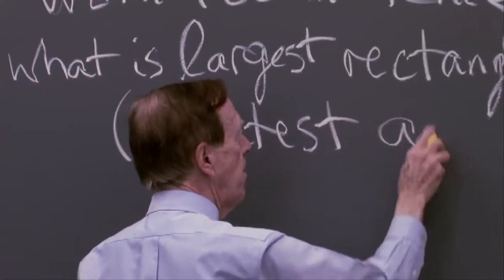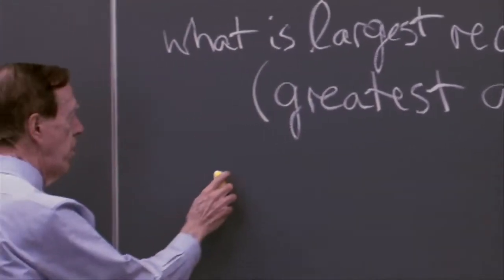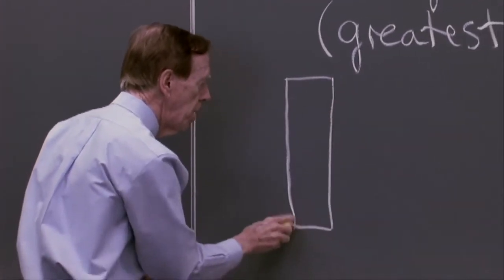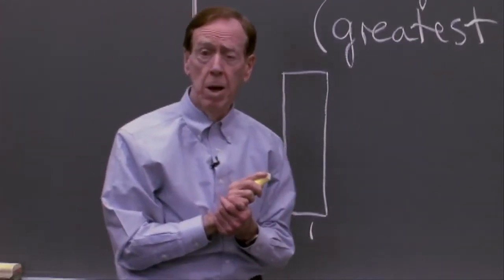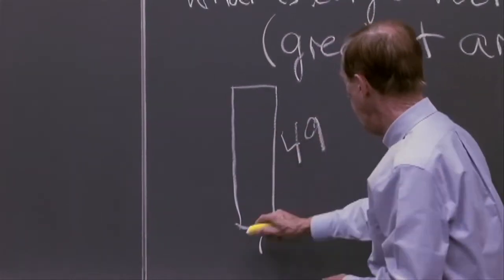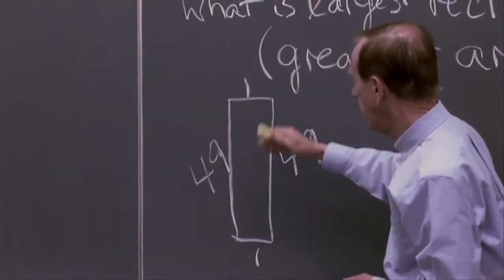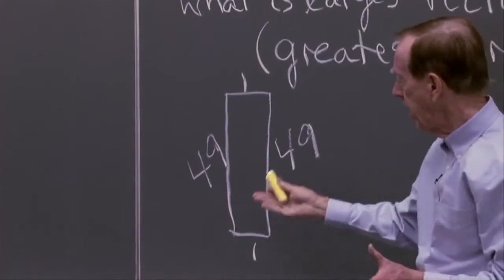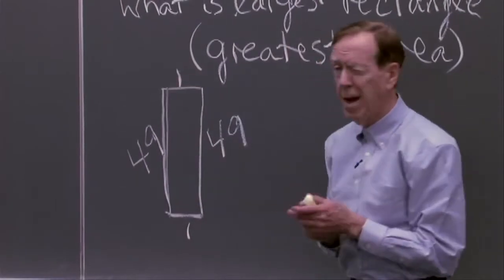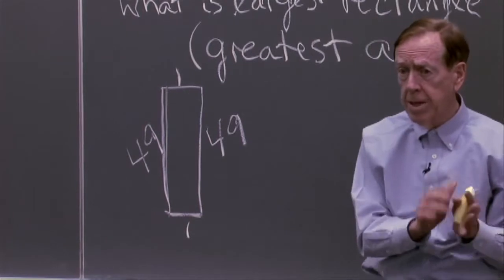So let me do some examples. Here's an example. I could have a long, narrow region, say only 1 meter across, 49 up, then that uses 50. Over here, 49 and 1, because it's a rectangle, would use the other 50. The area of that would be the base, 1, times the height, 49. Just 49, in fact. That's probably not the best rectangle.